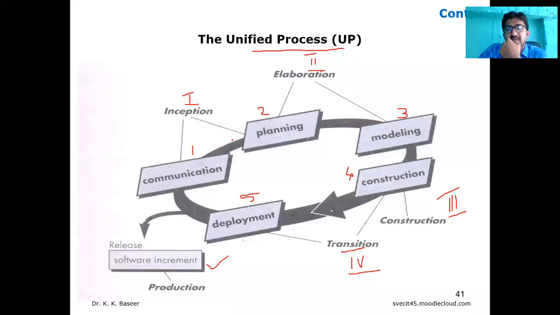So the 5 framework activities are combined: communication and planning are called inception, planning and modeling are called elaboration, and construction is a separate phase. The combination of deployment and construction is called transition. And here the output is the software release. So this is the production that we are talking about here.